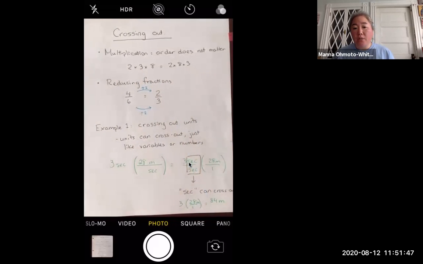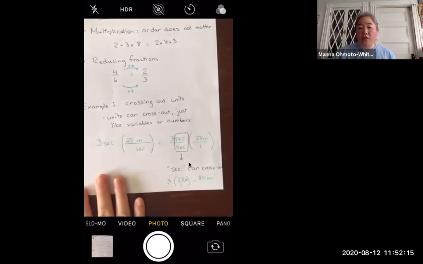It's also going to include understanding the concept of reducing fractions. So 4/6 can be reduced to 2/3 because I can divide both of them by a common factor, a number that is a factor of both of them, in this case 2. So I divide 4 by 2 to get 2, and 6 by 2 to get 3. These are the two basic concepts that we use when we do crossing out and dimensional analysis. So it's not magic math, it's just fractions.